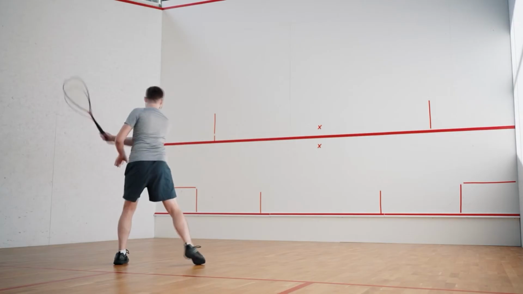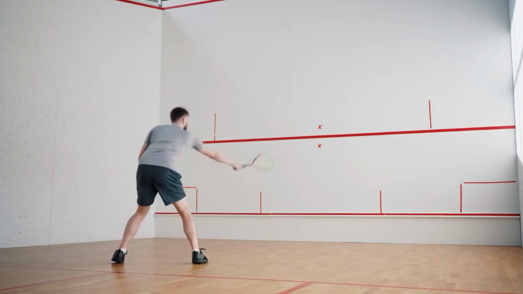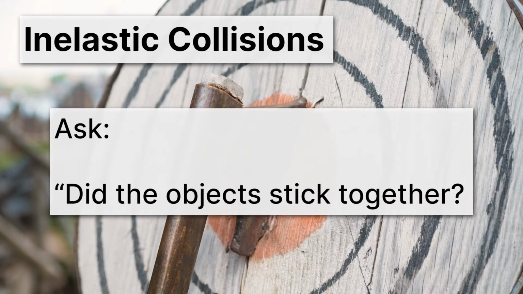In this world of physics, we have special names for these different collision types. First, let's review inelastic collisions. The axe is an example of an inelastic collision. It gets stuck to the target, and that's what we should ask to identify inelastic collisions. Did the objects stick together? If the answer is yes, it's an inelastic collision.